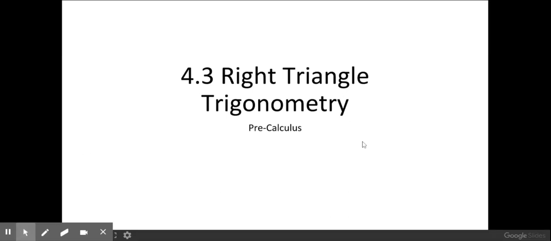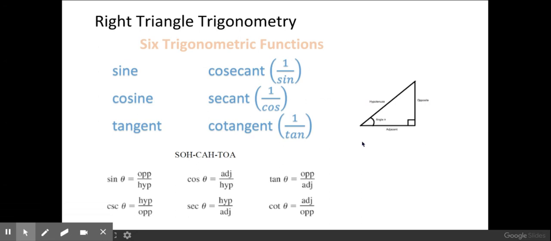This is section 4.3 on right triangle trigonometry. So this is going to be somewhat of a review on what you learned about right triangle trig in geometry. So first, starting off, we have 6 trig functions. You're probably familiar with these 3: sine, cosine, and tangent.